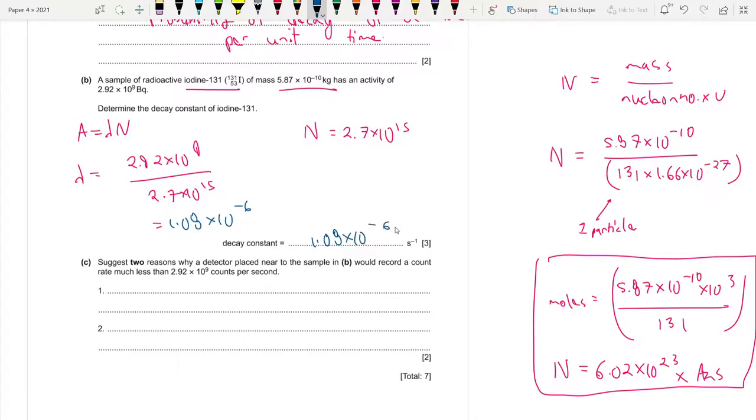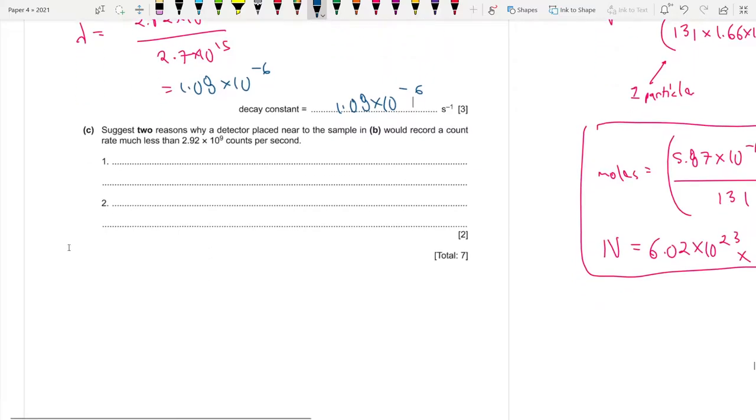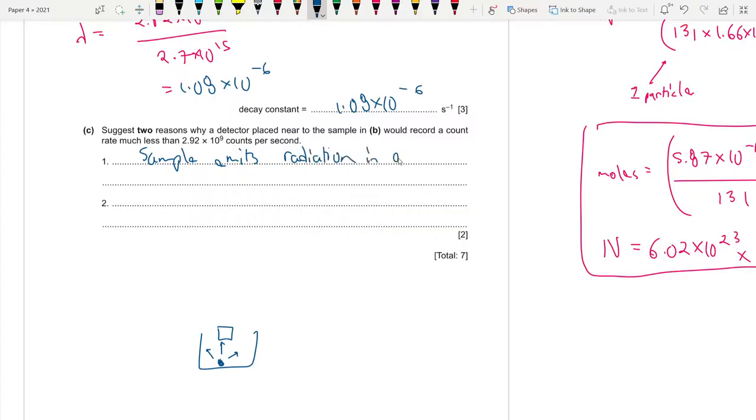Last one. Suggest two reasons why a detector placed near to the sample in B would record a count rate much less than this per second. It's like this. This is a sample. If you place a detector here, why would it record a count rate that's smaller? Basically, it will not emit in this direction only. It emits in all directions. The sample emits radiation in all directions mainly.